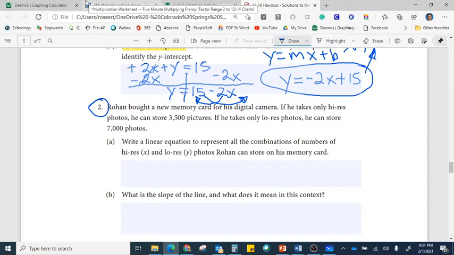Okay? So Rohan bought a memory card for his digital camera. If he takes only high-res photos, he can store 3,500 pictures. If he takes only low-res photos, he can store 7,000 photos. Okay? All right, so let's look at it like this. The first thing that they say is high-res. All right, so we're going to say high-res.